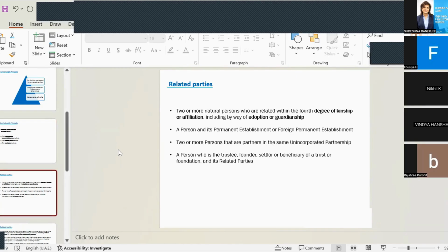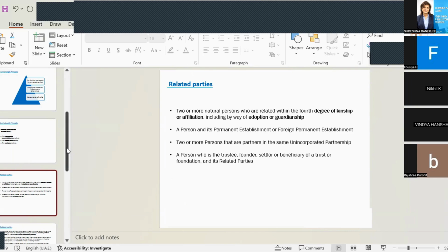Then, what are related parties? Related parties can be any of the four now shown on the screen. First, two or more natural persons related up to the fourth degree of kinship or affiliation, including by way of adoption or guardianship. Second, a person and its permanent establishment or a foreign permanent establishment. Third, two or more persons that are partners in an unincorporated partnership. Fourth, a person who is a trustee, founder, settlor, or beneficiary of a trust or a foundation, and its related party.